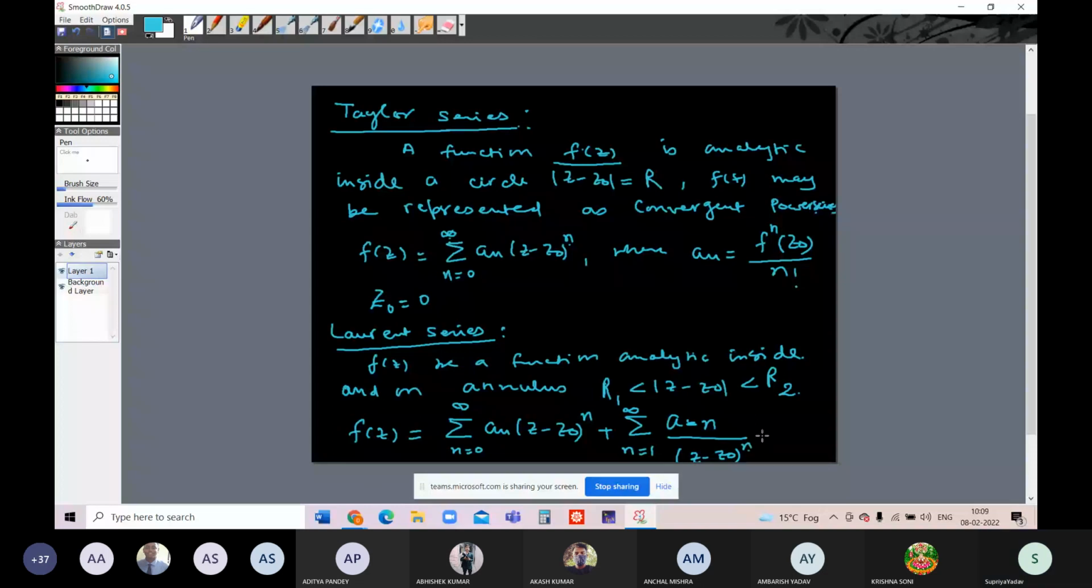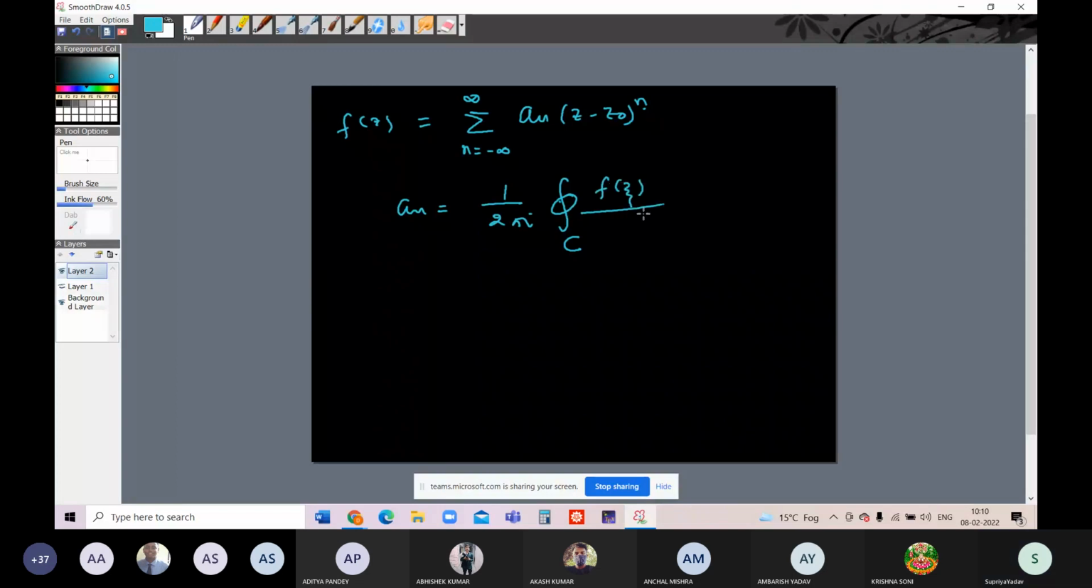In place of these two terms, we can replace them by writing the summation from n equal to minus infinity to infinity a_n (z - z0)^n, where a_n is given by 1 upon 2 pi i, the integral along a closed curve C of f(xi) upon (xi - z0)^(n+1) d xi, where n is 0, plus minus 1, plus minus 2 and so on.